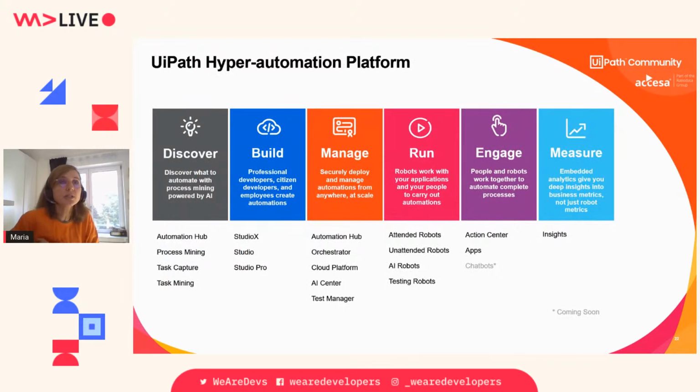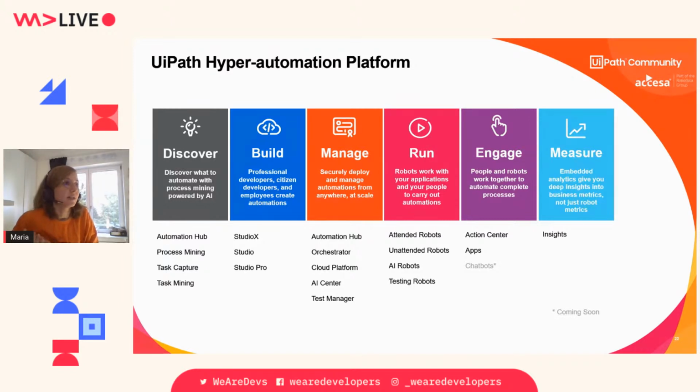And as I mentioned in the first minutes, UiPath is able to provide an entire platform which helps you discover the processes which can be automated, and then helps you develop the process, put them in production, engage with the human, because there might be processes which might need people interaction, and also measures some benefits of the automation.